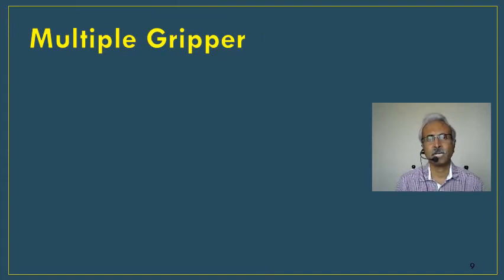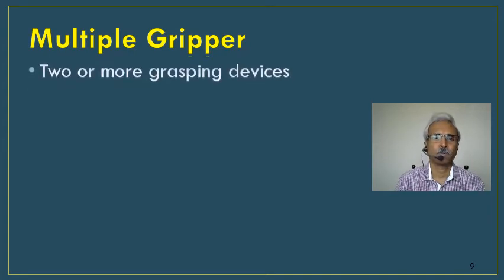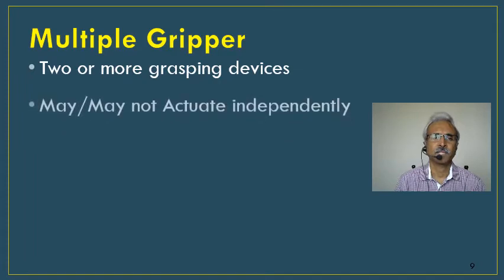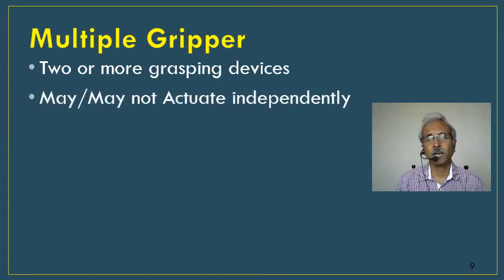So next is multiple gripper. As I told you, depending upon my requirement, 2 or 3 fingers may not be sufficient. I may need more number of fingers. So let's see what's the purpose of that. 2 or more grasping devices, and they may or may not actuate independently. This is applicable for double gripper or multiple grippers. When there are multiple, depending upon your design, all the grippers may function simultaneously or independently.